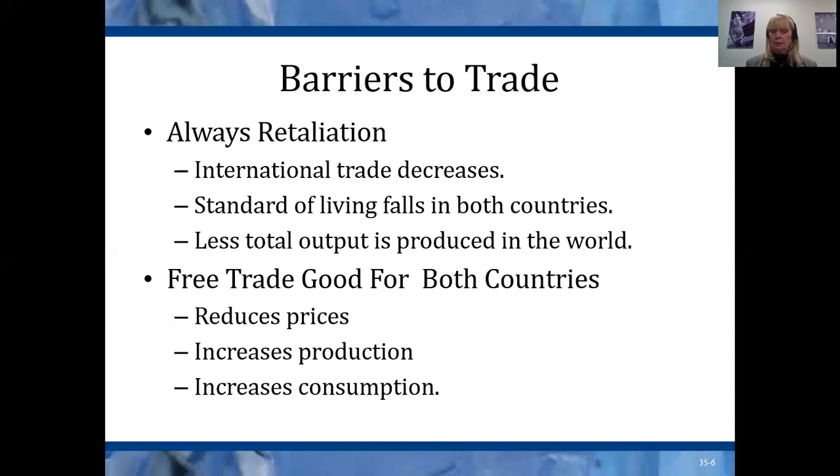Free trade is good for both countries because it ultimately reduces prices. It increases total production because everybody's producing those things where they have the lowest opportunity cost. And if you increase production, then you can increase consumption. We can all have more of everything, and we can have a higher standard of living.